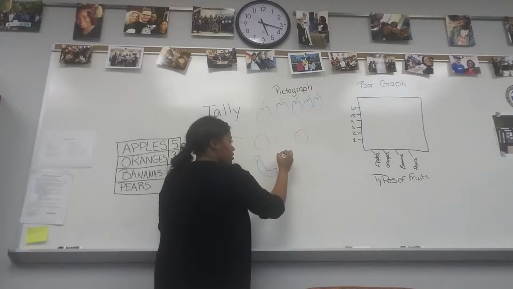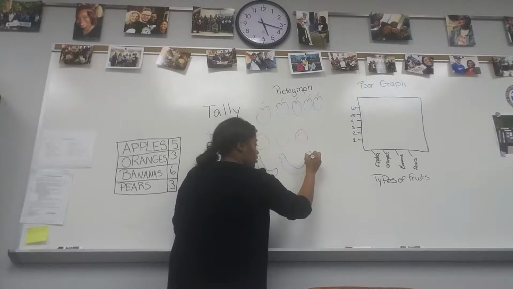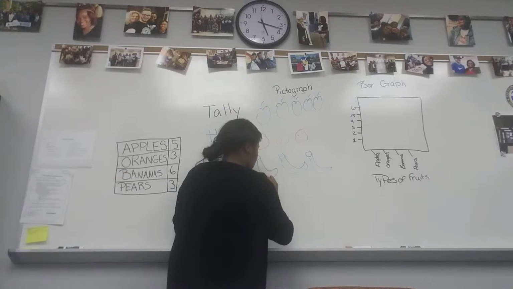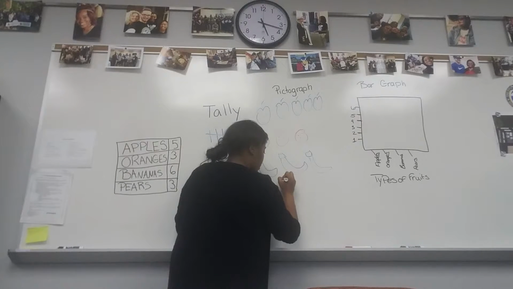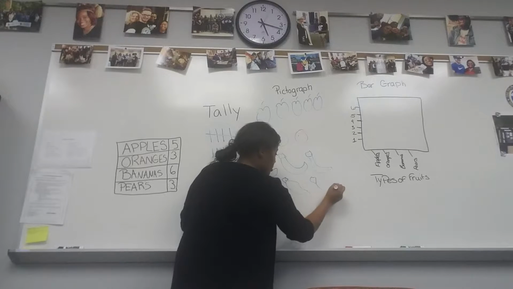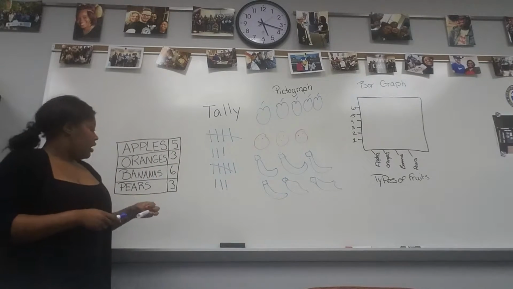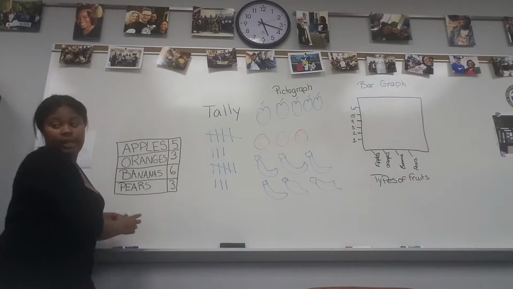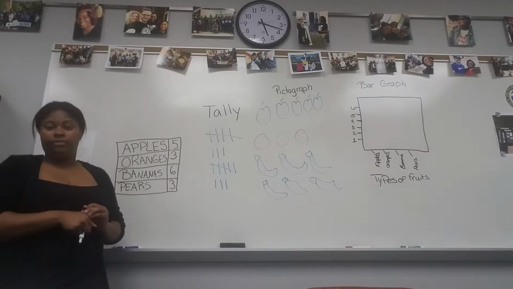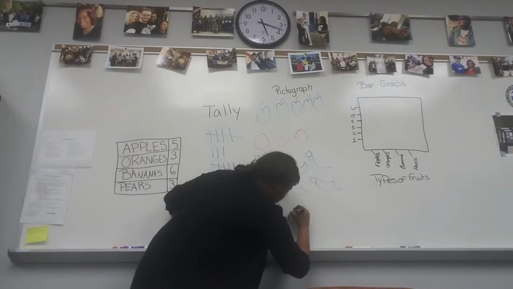1, 2, 3, 4, 5, 6. So we have 6 bananas. And then for pears, Alea, how many should we have? 3. Yep. So 1, 2, 3.